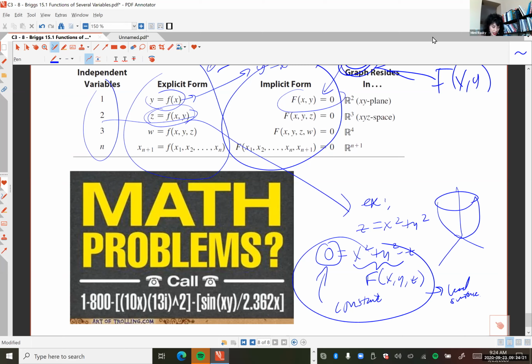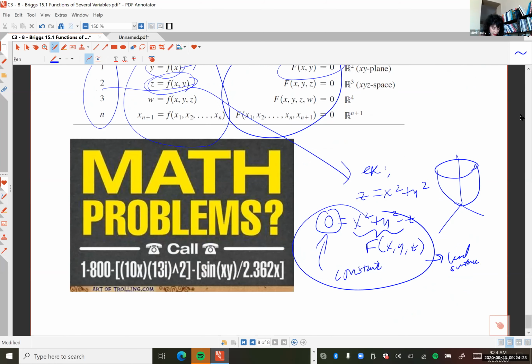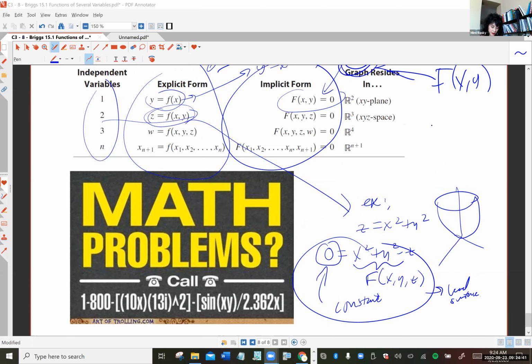Okay, so that's level surfaces. I'm going to pause there because we're officially done with this section, the first section of your multivariable module. Questions? You want me to scroll back up?